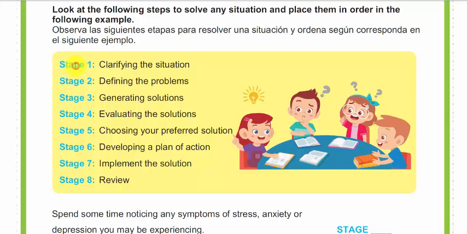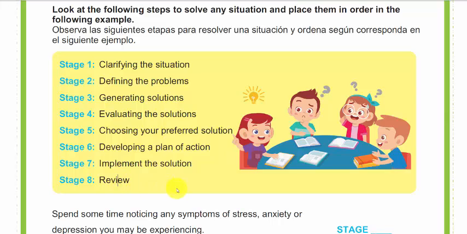Stage number 1. Clarifying the situation. Stage number 2. Defining the problems. Stage number 3. Generating solutions. Stage number 4. Evaluating the solutions. Stage number 5. Choosing your preferred solution. Stage number 6. Developing a plan of action. Stage number 7. Implement the solution. And stage number 8, review.